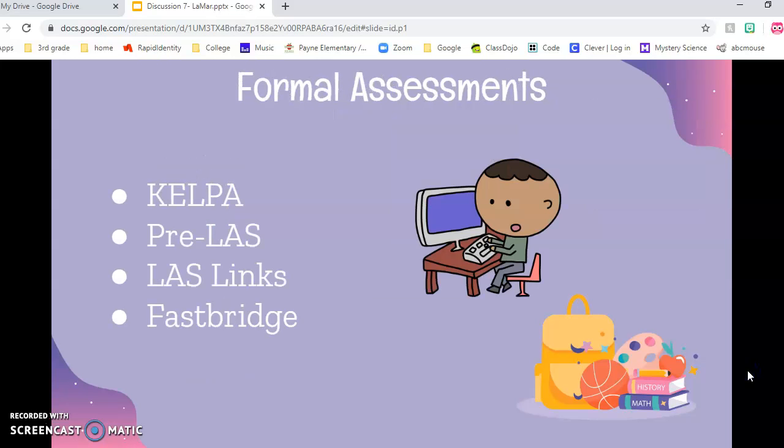Next comes formal assessments. So these are our big assessments. Our ELL students take CALPA. Pre-LAS is usually our pre-K kiddos, or kindergarten sometimes. LAS Links, and then FastBridge. FastBridge is my district's benchmark assessment tool that every student takes. So that just gives us more data.